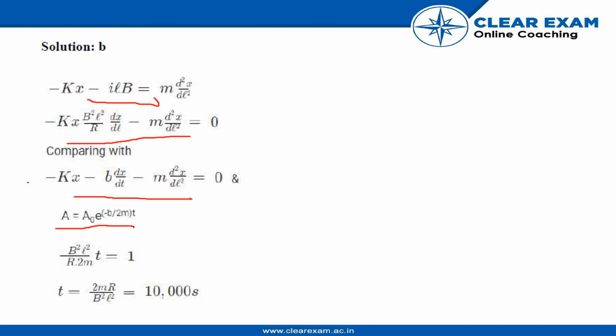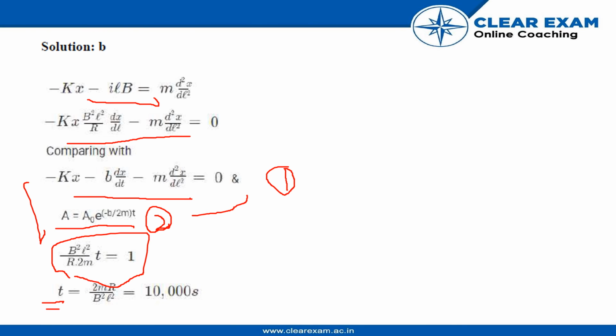When we compare these two equations, equation number 1 and equation number 2, it will come out to be B square L square upon R into 2m into t is equal to 1. We will get this equation once we compare equation number 1 and 2. And this will give us the amplitude time that we need to find, which will be 2mR upon B square L square.